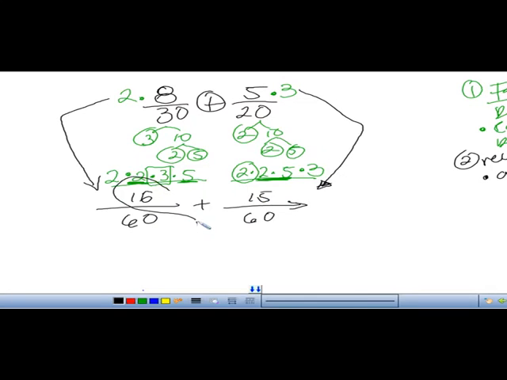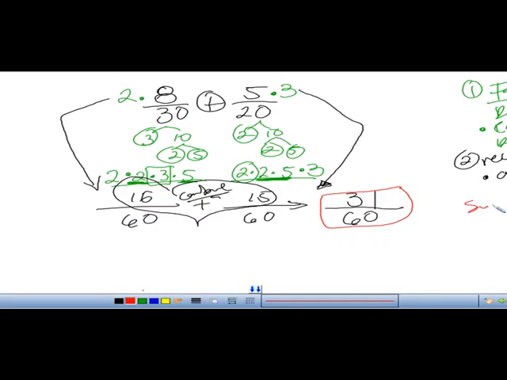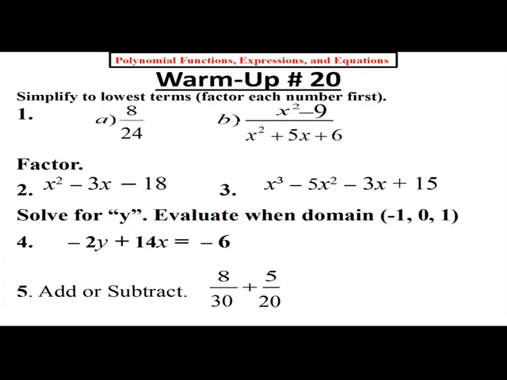Yes, we combine. And the denominator is only 1 because we made it into one fraction. So what is 16 plus 15? 31. Can we reduce that anymore? No. That's why this would be simplified. That's Mr. Q. All right, good.